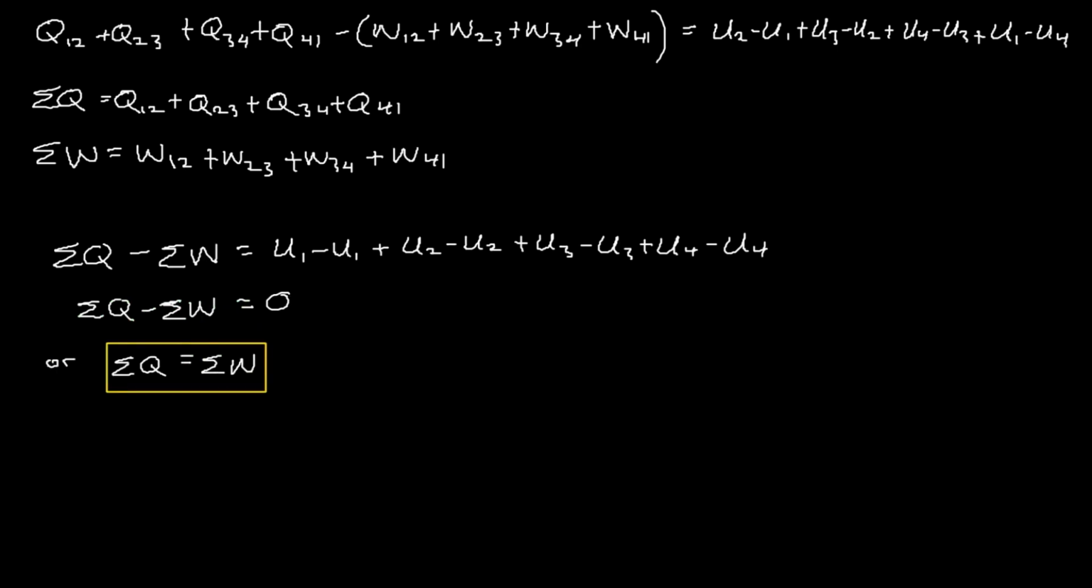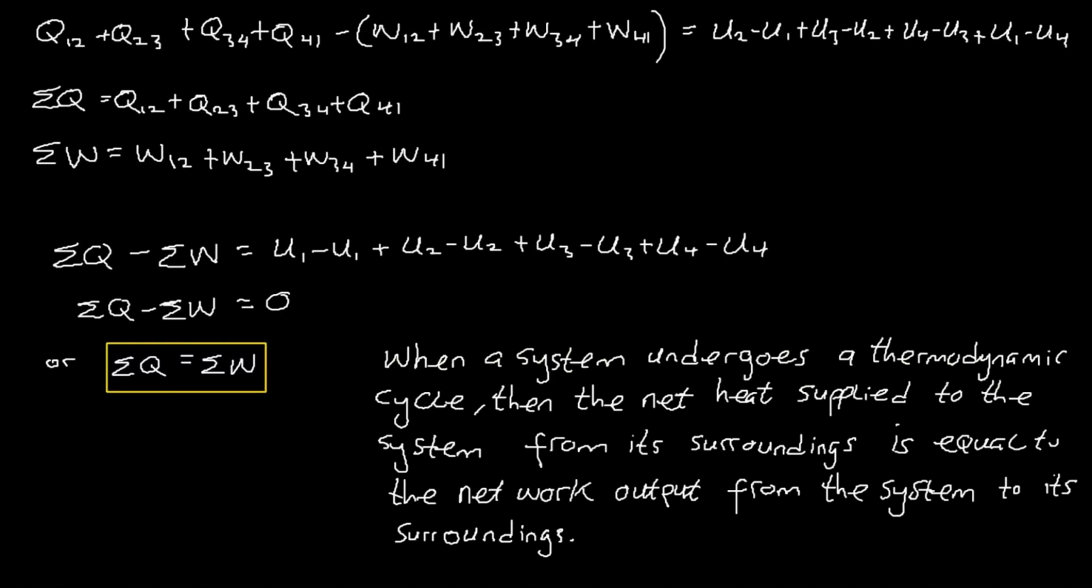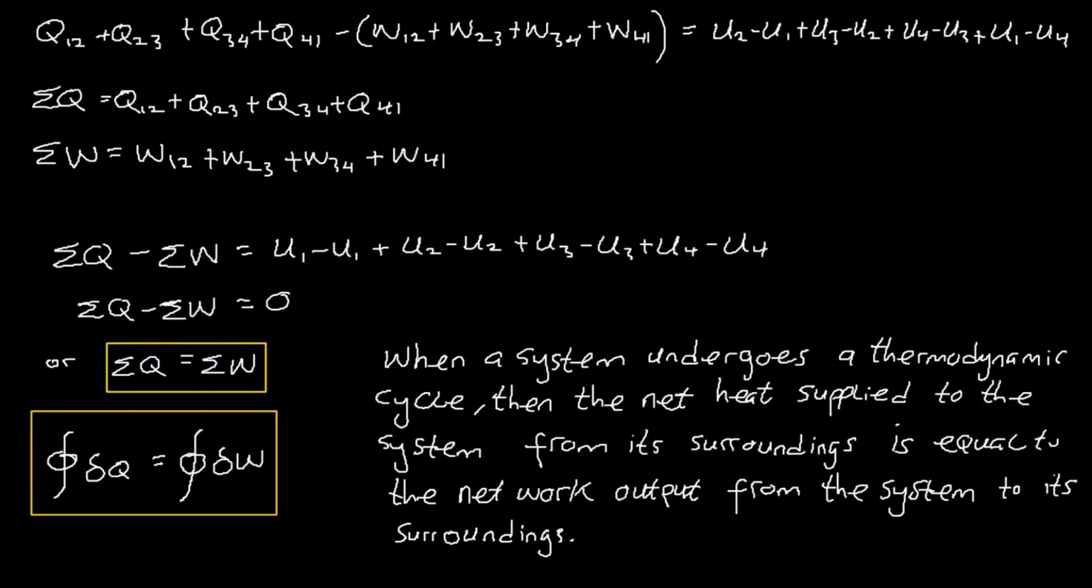This is the first law of thermodynamics, and it states that when a system undergoes a thermodynamic cycle, the net heat supplied to the system from its surroundings is equal to the net work output from the system to its surroundings. We can also write the first law equation as this. The left-hand side is called the cyclic integral of the heat transfer, and it represents the net heat transfer in the cycle. And the right-hand side is called the cyclic integral of the work, and it represents the net work given out during the cycle.